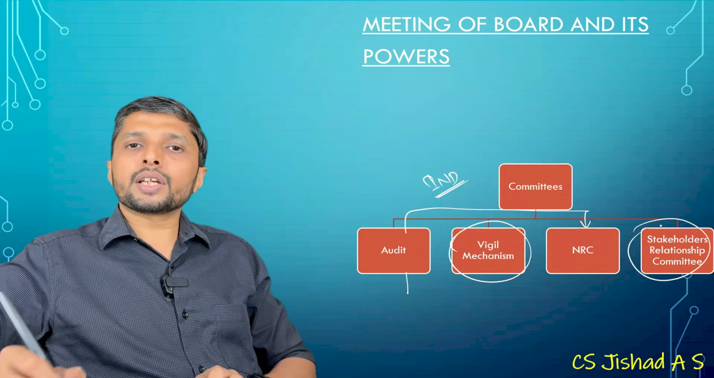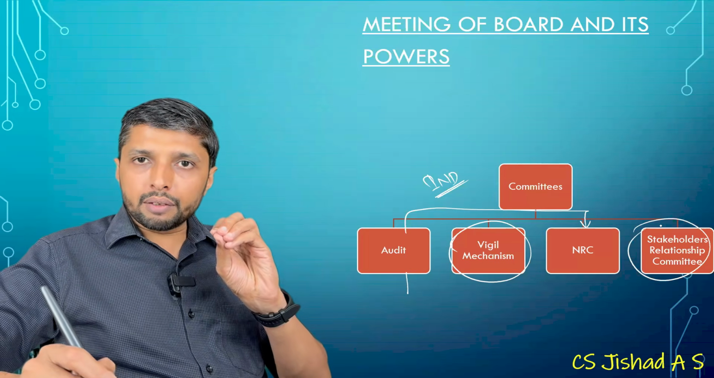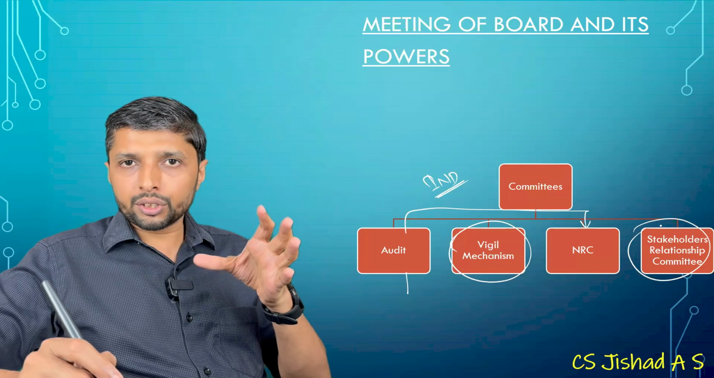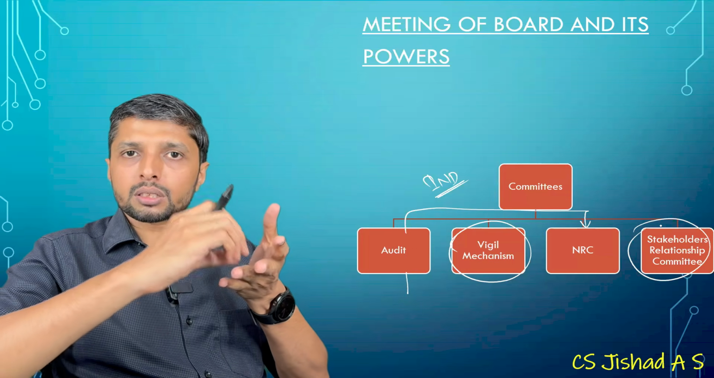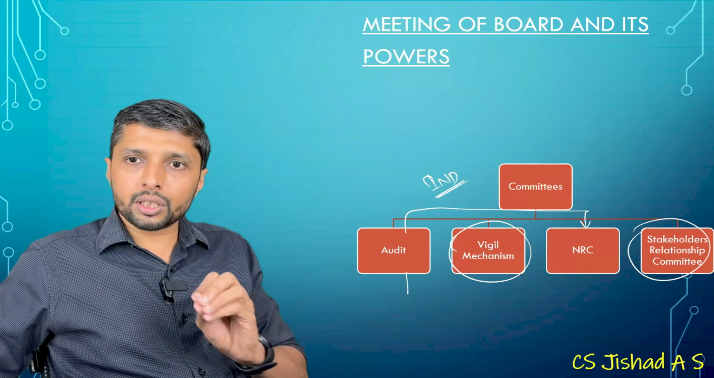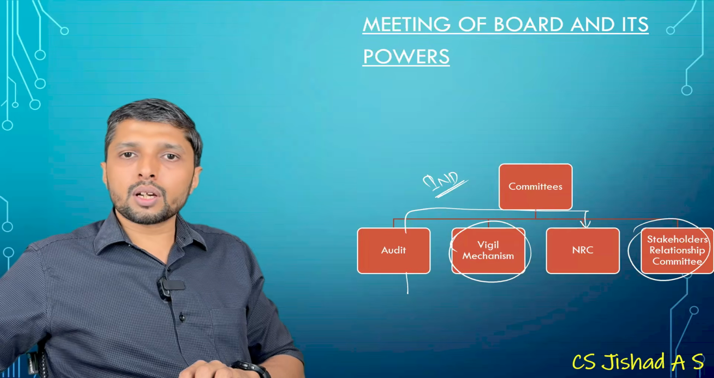Then the stakeholders relationship committee is applicable when there are more than 1000 stakeholders in a company during a financial year. That means more than 1000 shareholders plus debenture holders plus deposit holders plus any other security holders during a financial year. The stakeholders relationship committee is applicable under 178 subsection 5.